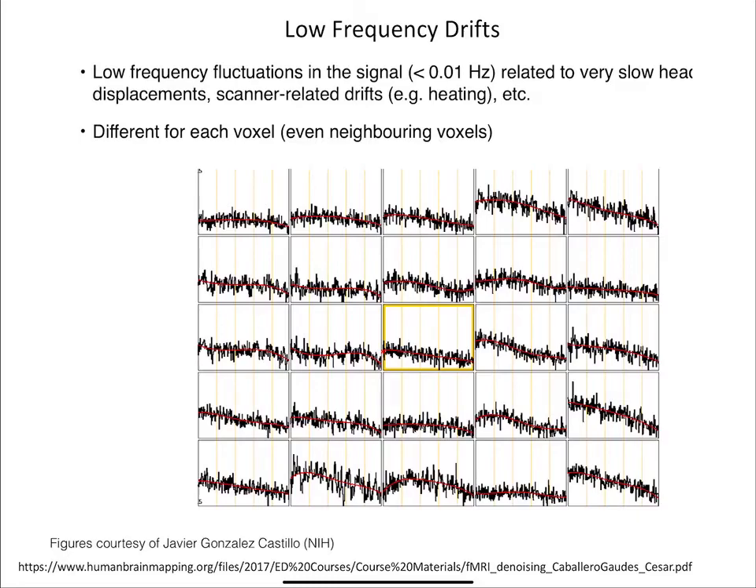Okay, but they are there, and so typically for most fMRI, we will always model what we call a linear trend, which we'll have to model as a nuisance regressor.